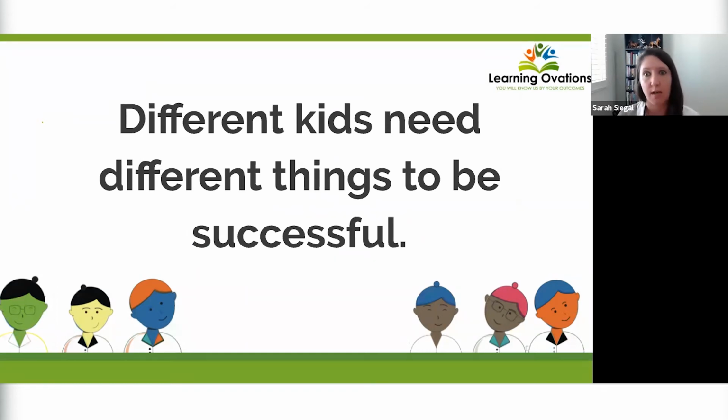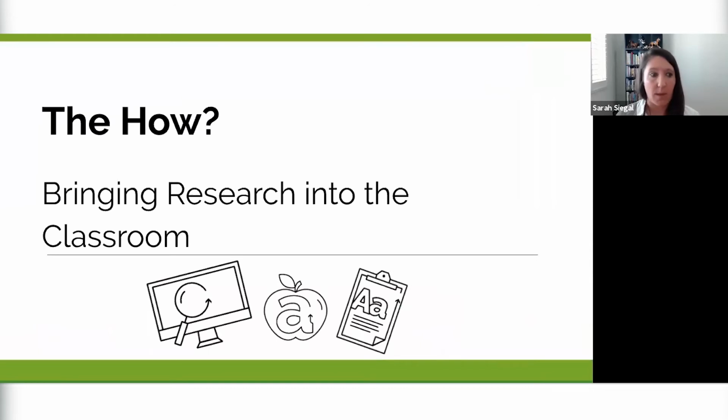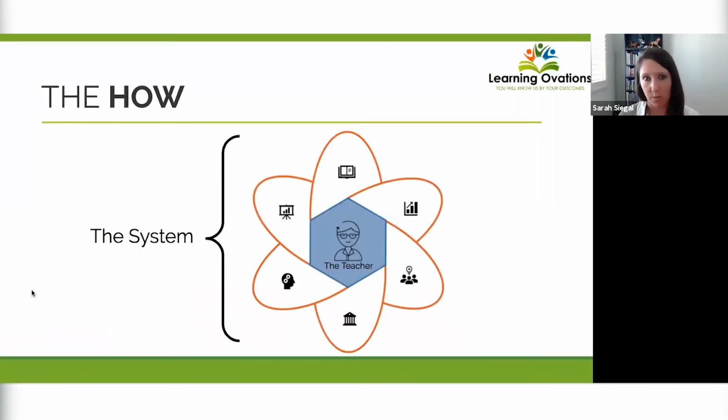So now we're understanding another variable that's at play here, development, but we still haven't touched on the fact that if different kids are all over the map here, what do they need to be successful? And so that's really where we're going to get into how to apply the science of reading in the classroom. The first thing that I really want to point out here is there are 2 levels to thinking about how to apply this.